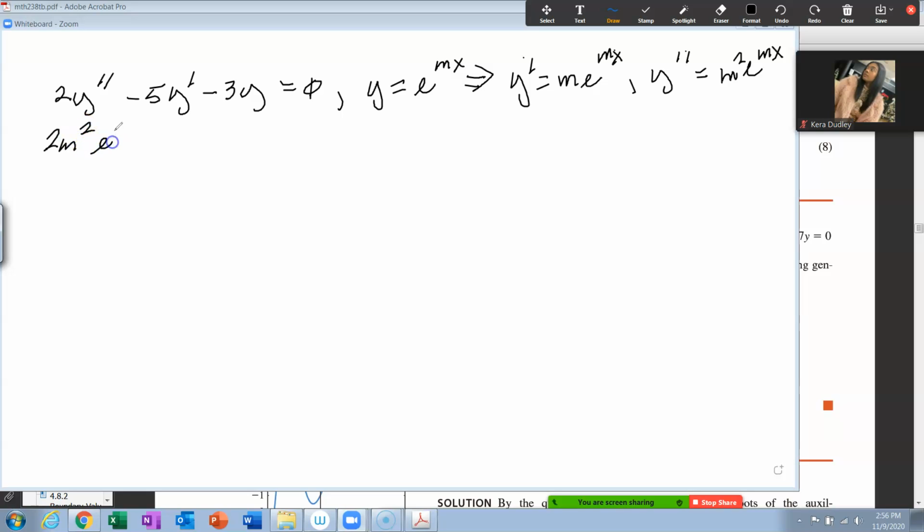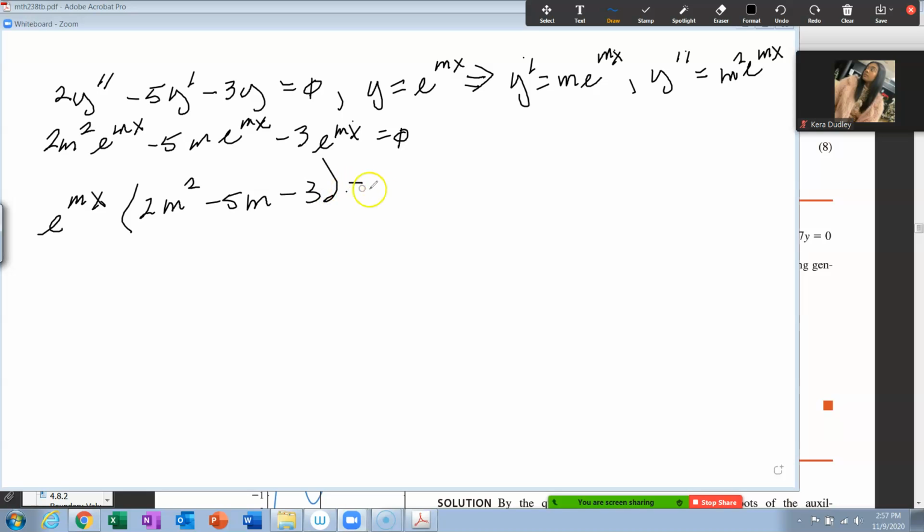2m squared e to the mx minus 5m e to the mx minus 3 e to the mx, and that's equal to 0. Well, obviously every term here has a common factor of e to the mx in it. Now we don't know what m is, but that's okay. And what's left when you factor that out is 2m squared minus 5m minus 3 equals 0.